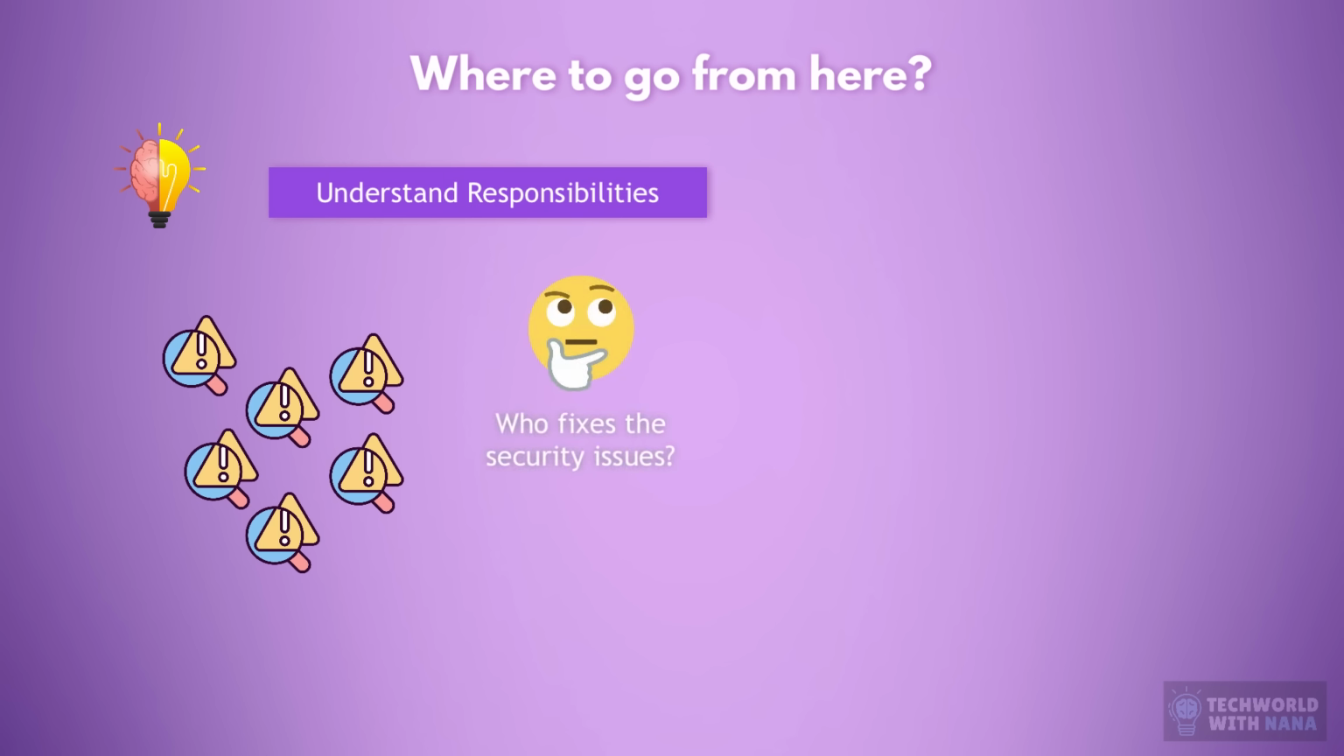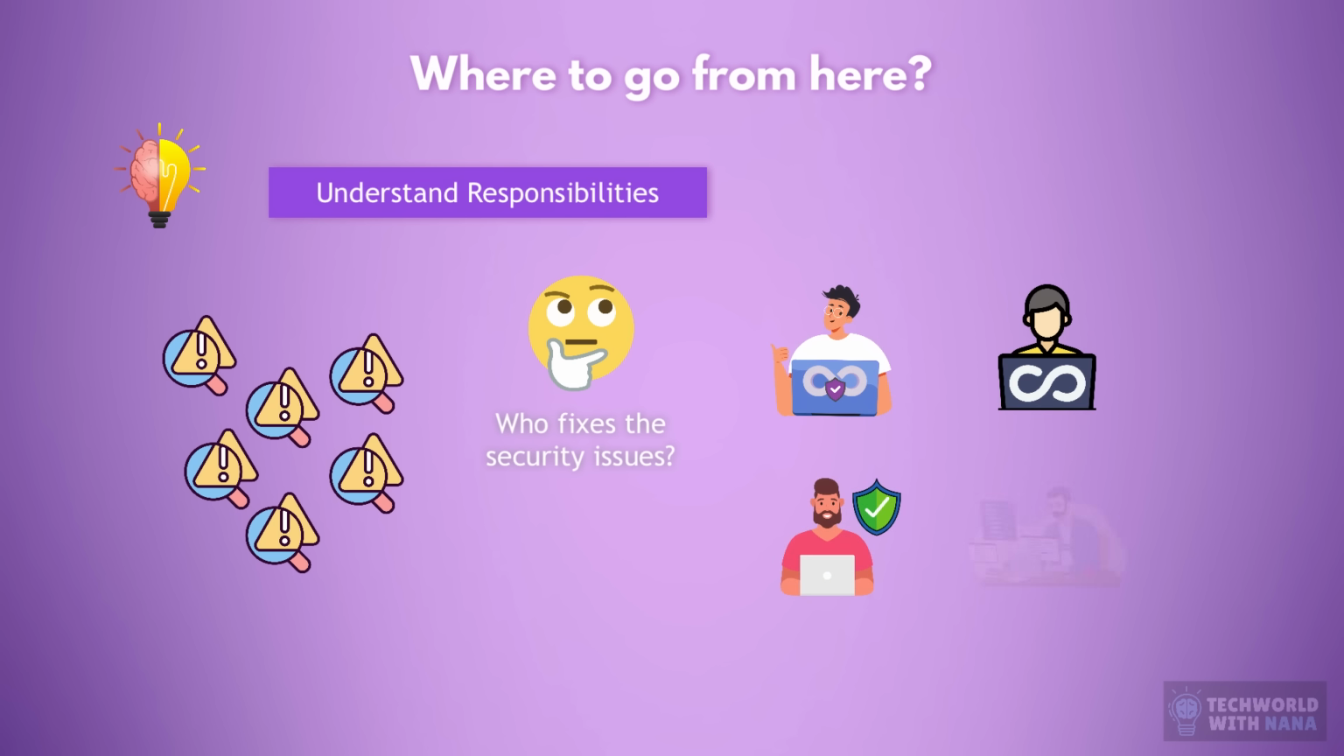So first of all, who fixes those security issues? Is it a DevSecOps engineer? Is it a DevOps engineer, security engineer, the application team itself? So who is responsible for fixing the issues in the code, fixing the issues in the libraries, or upgrading the library versions so we don't use vulnerable, unsafe, or insecure libraries?